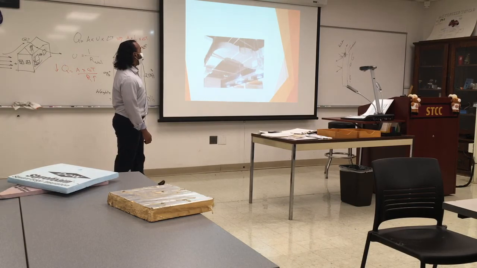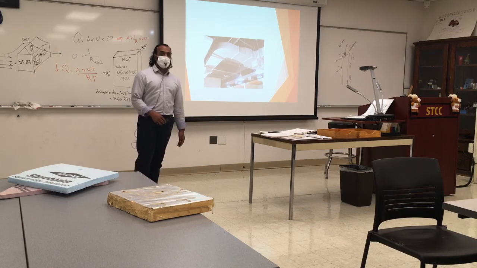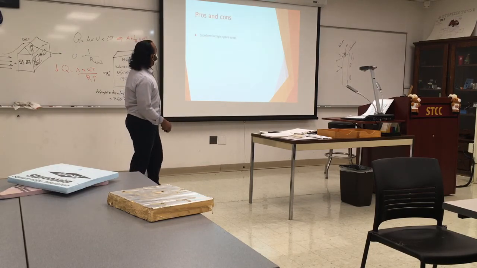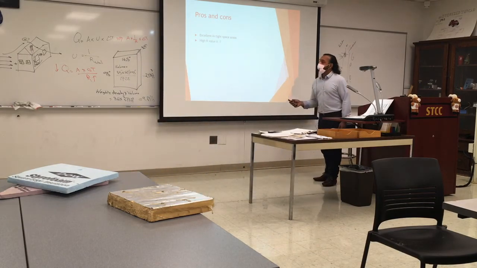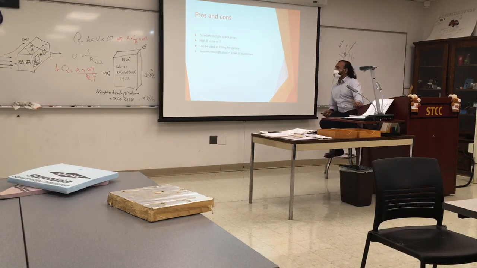But again, I think there are new materials now that can withstand the heat and can be good in this area, but I don't know if they pass code or not. I haven't seen them yet. Pros and cons: excellent in tight areas. Good R value between 6 and 7, so you do not have to insulate the duct. Can be used as filling for panels. Can be sandwiched with plastic, steel, or aluminum, like here.